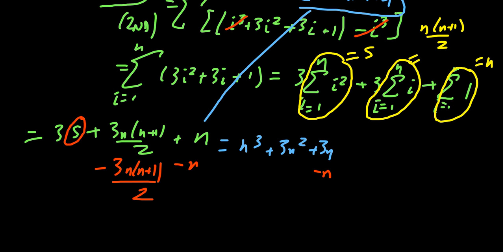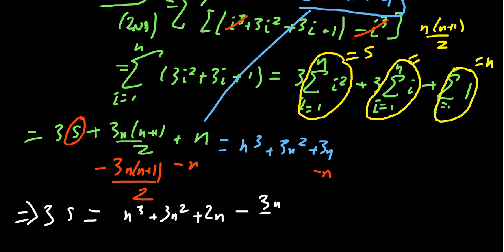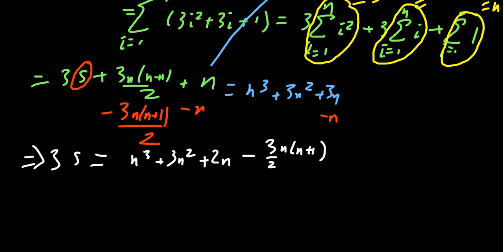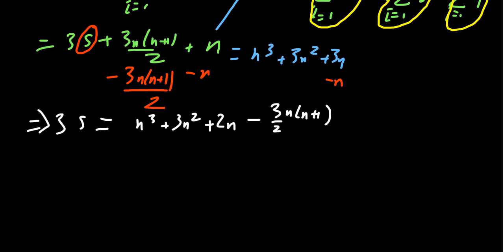I don't actually care for the fraction a little bit, but we'll deal with that in just a second. So we end up with 3s on the left-hand side. The right-hand side, we're going to get an n cubed plus a 3n squared. 3n minus n gives us a 2n, and then we have this minus 3n, 3 over 2, n times n plus 1. So to make this thing a little bit easier to use, I want to times both sides of the equation by 2 to get rid of the fraction.